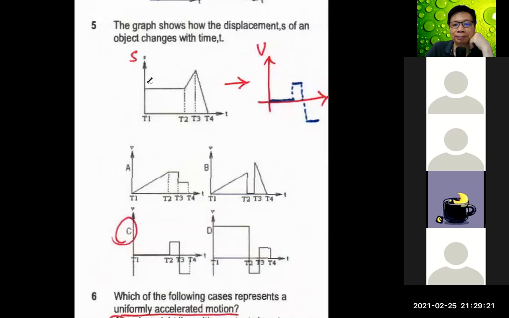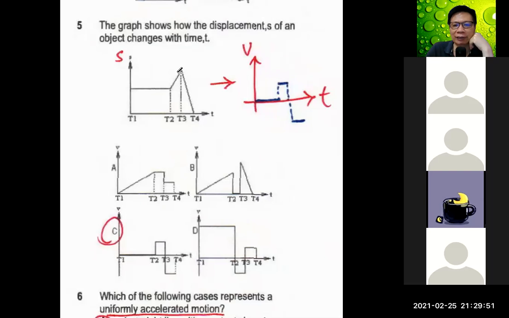Because here, when like this means stop moving, right? Stop moving means 0 velocity, so be 0 here. Then like this one, constant velocity, so it's constant like that. This one, constant velocity in opposite direction, so it's negative lah. Put here. Okay, negative velocity. This is positive velocity, gradient positive. This one gradient negative, so negative velocity. So the answer is C.